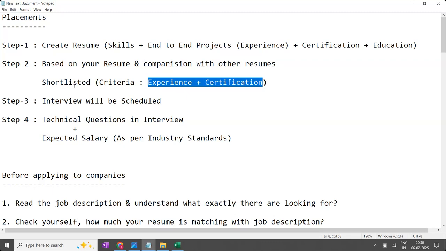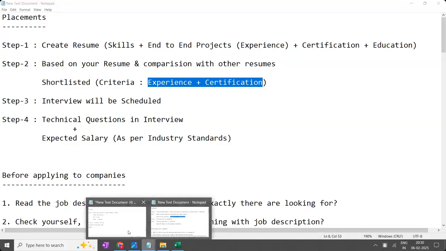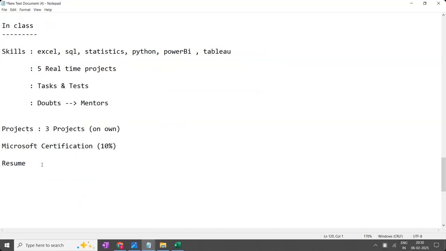Now, once they have shortlisted you, an interview will be scheduled. In the interview, they will ask technical questions. So what are the technical questions they are going to ask? What we require is, first you should know how to build the resume, and once you get shortlisted for the interview, how you have to perform. So I have to share the interview questions with you also. I'm going to share the interview questions, and after sharing them, how you have to do the interview preparation.